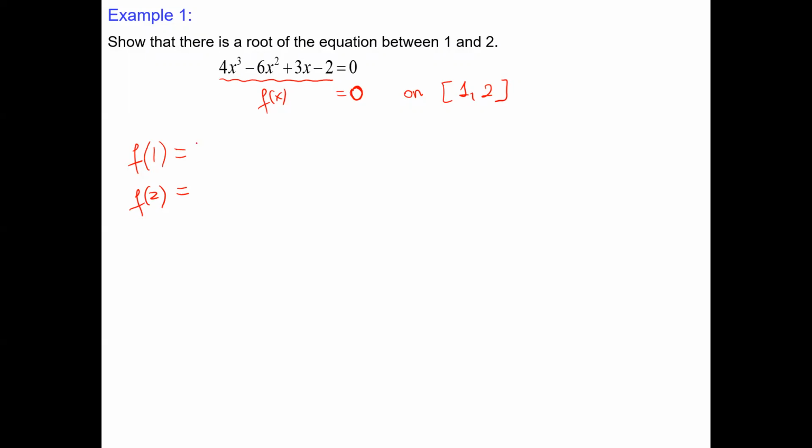Okay, let's substitute 1. 4 times 1, minus 6 times 1, plus 3 times 1, minus 2. Okay, what we have? We have 7 minus 8, so we have a negative number. Now let's substitute 2. 4 times 2 cubed, 8, minus 6 times 2 squared, 4, plus 3 times 2, 6, minus 2. Okay, what we have?